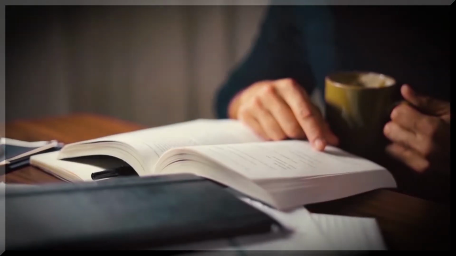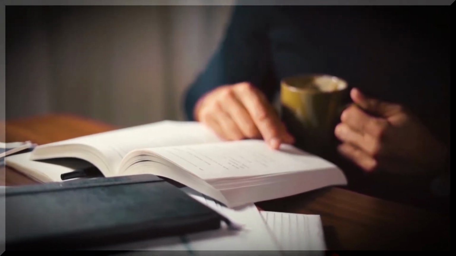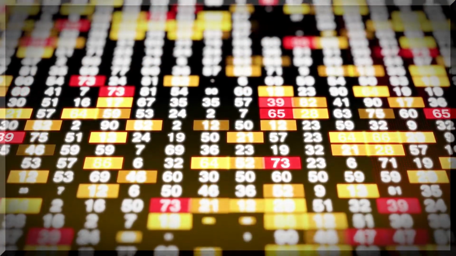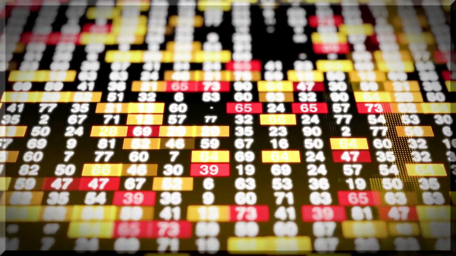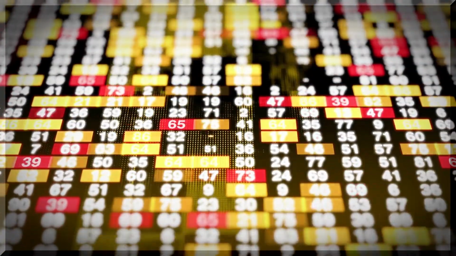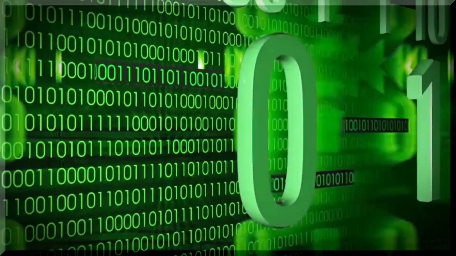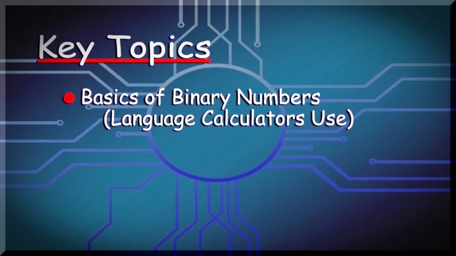We will not go deeply into these concepts. Each would require a book. But you will get a very good understanding of today's electronic calculators. Like words, numbers can be expressed in different languages. We communicate using familiar decimal numbers. However, electronic devices communicate in binary. So, let's take a look at the basics of binary numbers.